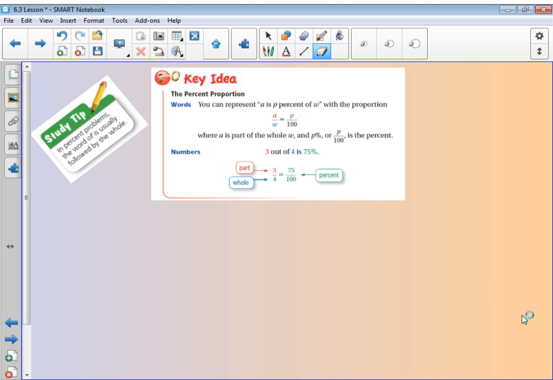Okay, in this lesson, we're going to be working with percent proportions. When we represent a word equation using a percent proportion, we have to first understand the makeup of that proportion. You are always going to have one of your proportions be your percent proportion.